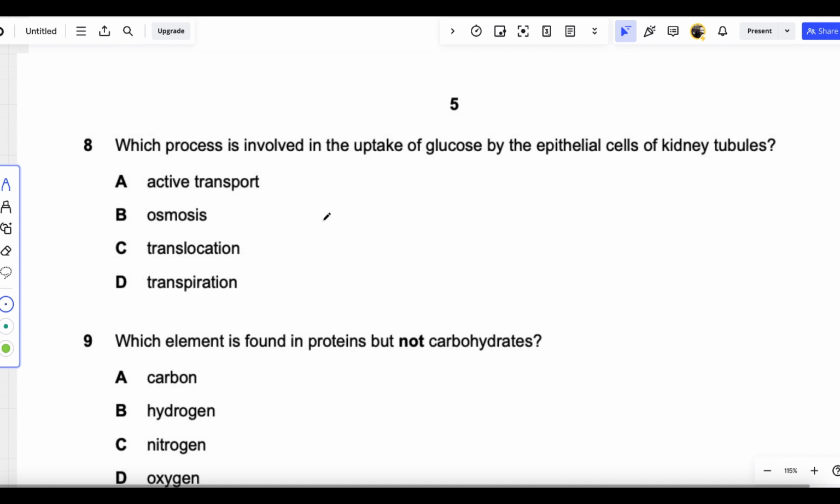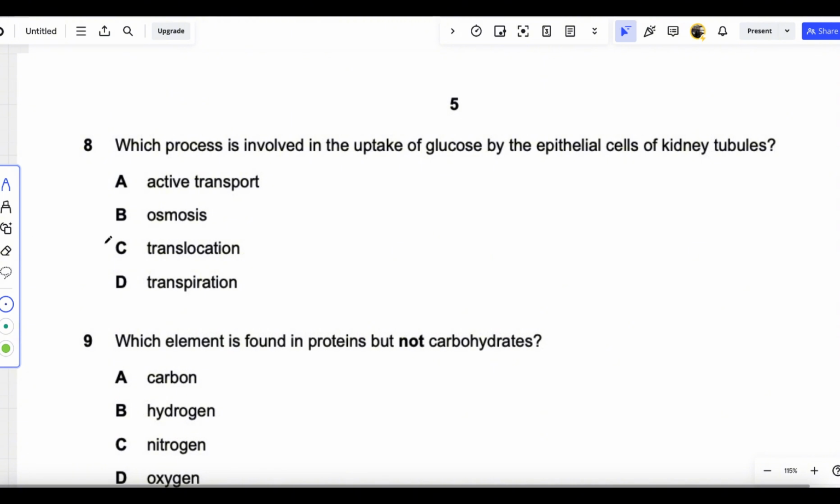Now we go to question 8 to save time. Which process is involved in the uptake of glucose by the epithelial cells of the kidney tubules? You can say kidney tubes, but it's tubules because it's singular. Now let's take a look at the options we have. Number 1 is active transport. Number 2 is osmosis. Number 3 is translocation, and transpiration.